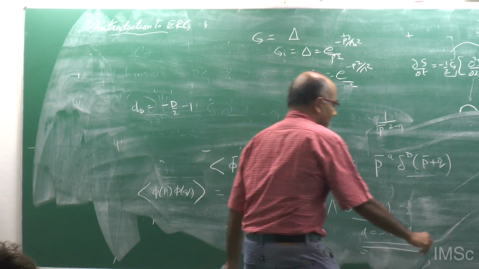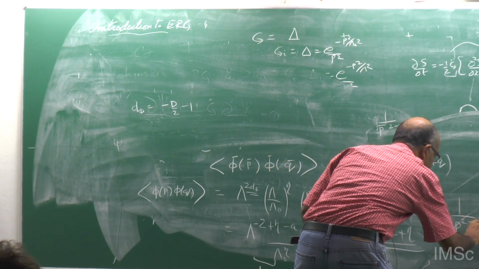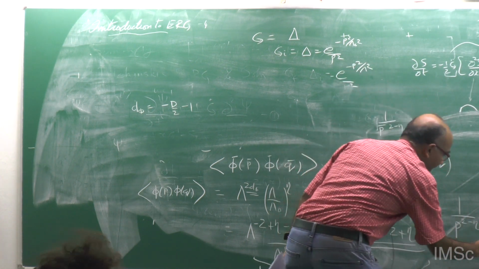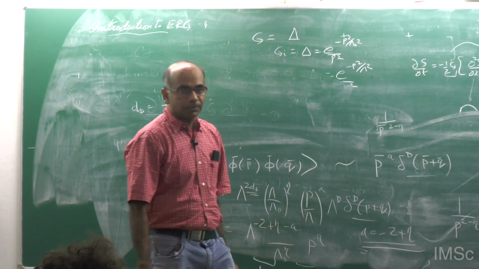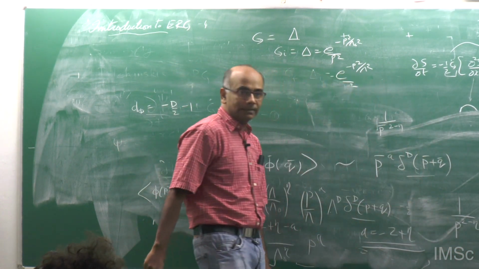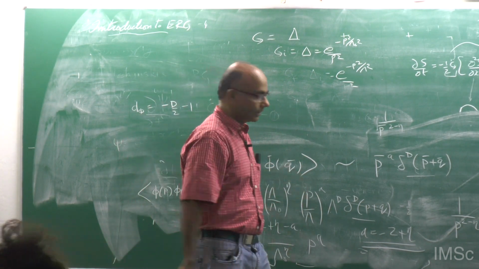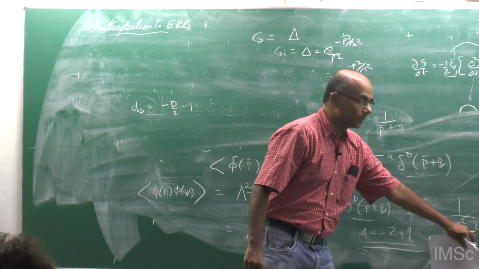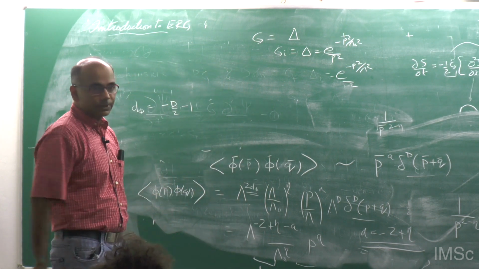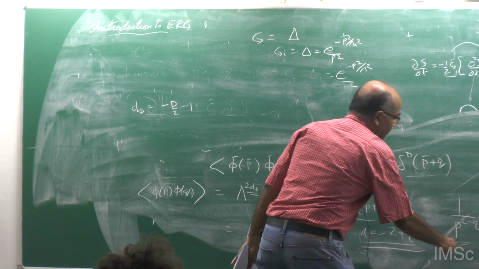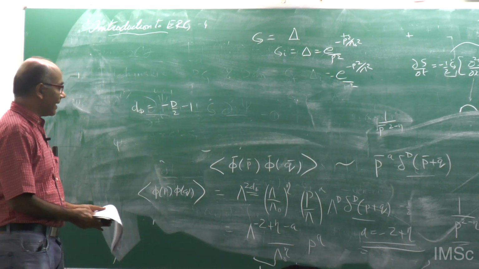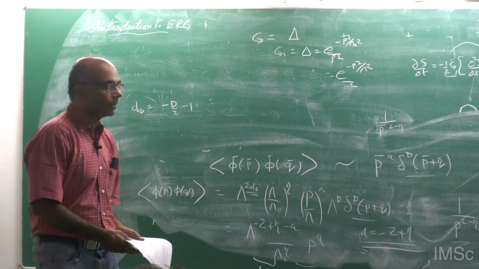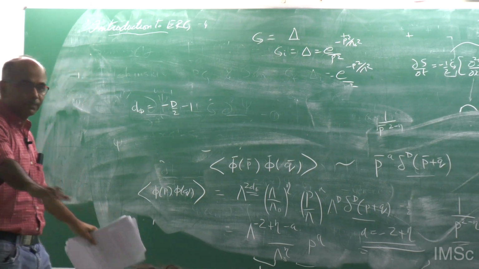Or in dimensionful terms, it's 1 by p bar to the power of 2 minus eta times lambda naught to the eta. So you have to have some scale here to compensate. The engineering dimension has to be 1 by p squared, the way I've defined it, and the lambda naught has to compensate for this extra power. What lambda naught you choose is not important. It could be anything. So from the fact that a field has anomalous dimensions, you can get some information about correlation functions, which you know anyway from Callan-Symanzik, etc.